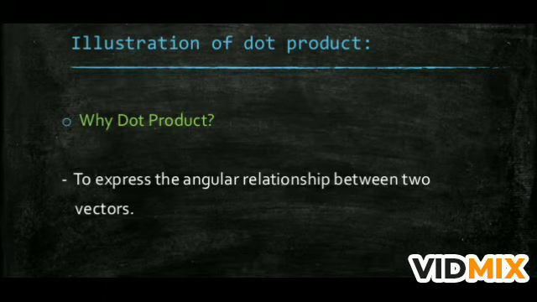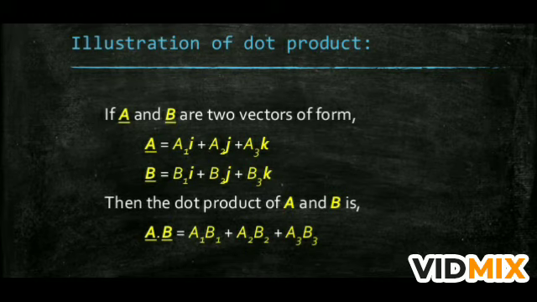So what is the illustration of dot product? Dot product is used to express the angular relationship between two vectors. Suppose a vector a is there, and we resolve it into three components, so we write a1 i cap, a2 j cap, and a3 k cap. i, j and k we discussed in the earlier video. They are unit vectors. The value is 1, and the direction of i is towards the x axis, direction of j is towards the y axis, and direction of k is towards the z axis.